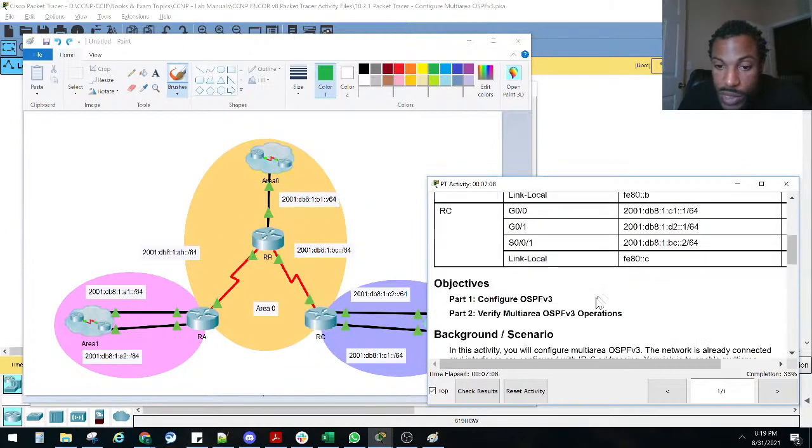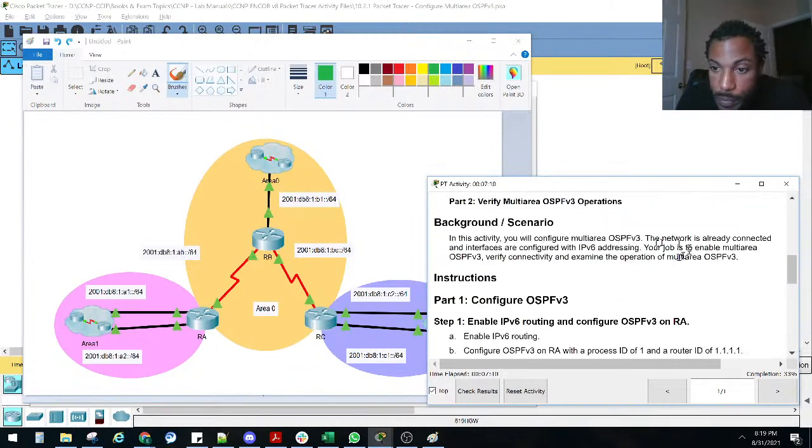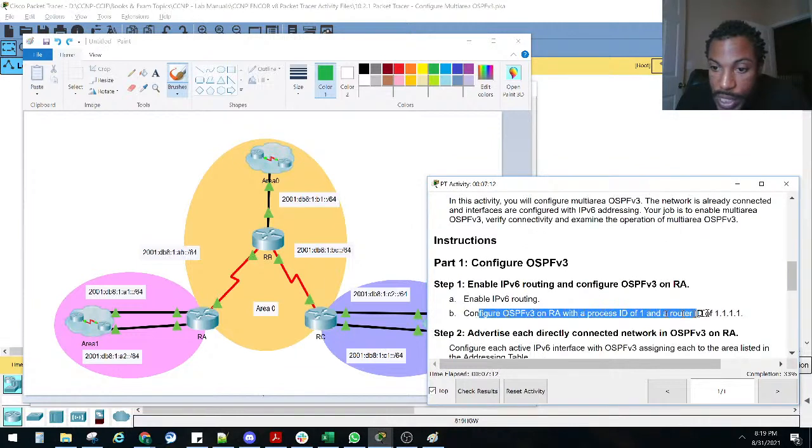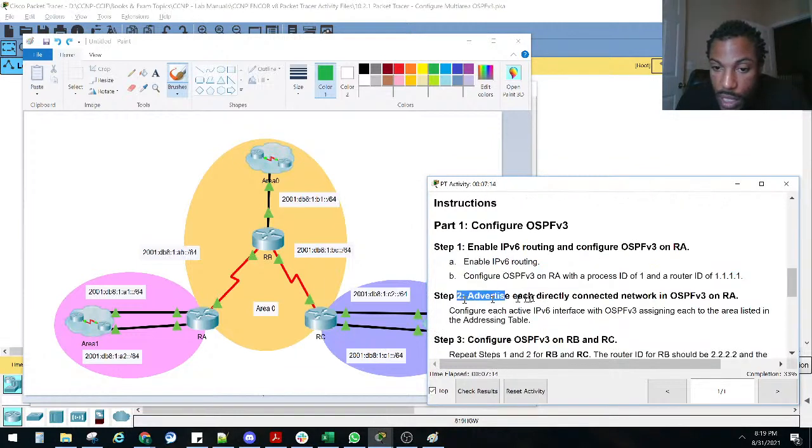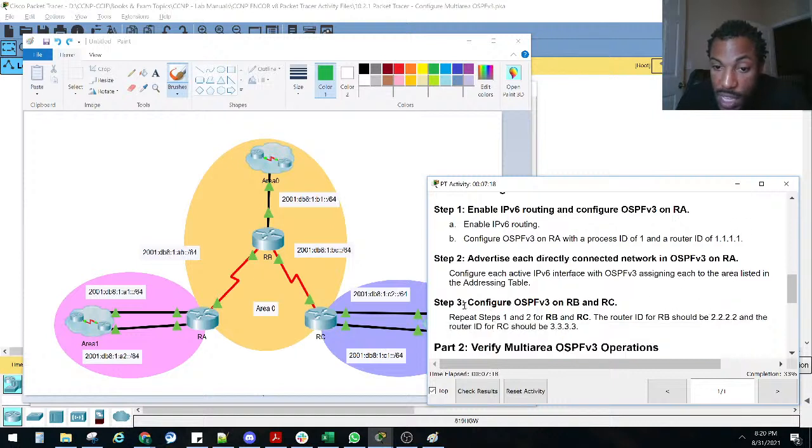Actually, what's the next step? What's the next step they want us to do here? We did that. Then we did advertise the directly connected networks. And then they want us to do the same thing right here. Repeat steps 1 and 2 for routers B and C. So for router B and router C. So they want us to do the same thing except on those two routers, right? Really similar to yesterday's lab, right? Except we're doing multiple areas.